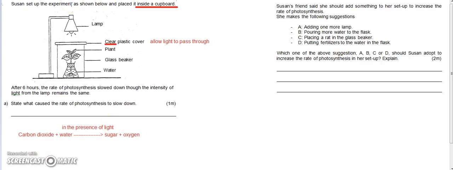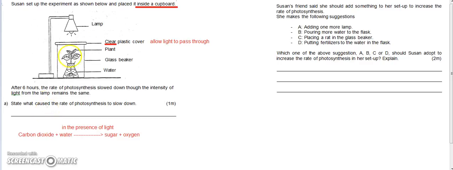Now let's look at this question. You have water, which the roots take in. You have a plant, and there's air inside this container, because in a cupboard it doesn't say it's a vacuum cupboard, so usually there's air, and in this clear plastic cover, which is sealed, there's also air. And we know that air is made up of oxygen, nitrogen, carbon dioxide, and many other gases. But air contains carbon dioxide here.